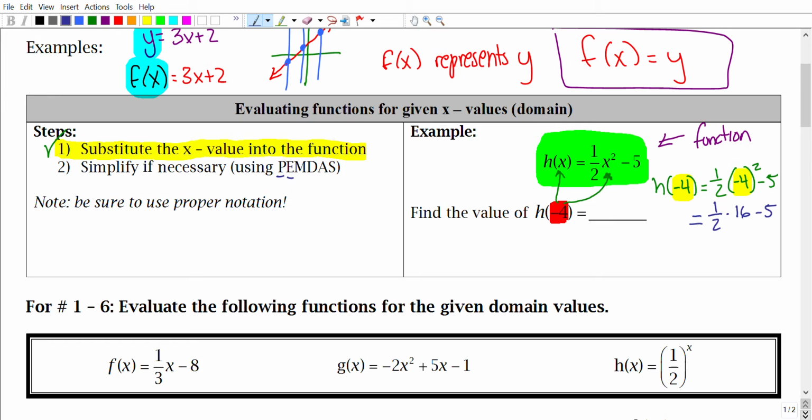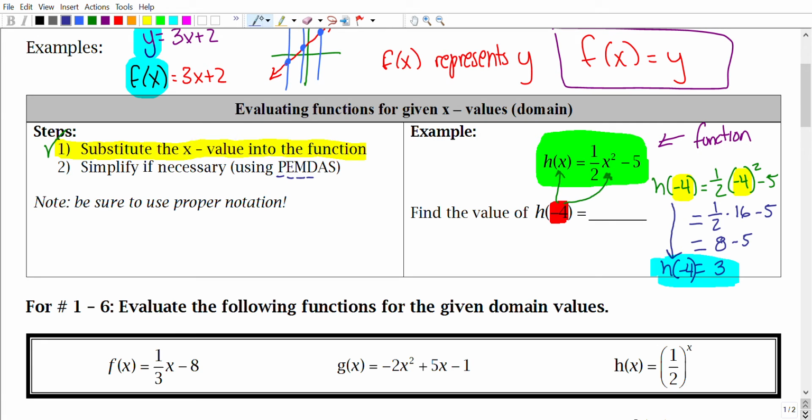Next up is multiplication and division. All right, so we're going to go ahead and do that. Well, I see a multiplication there. 1/2 times 16 is actually 8. And I'm going to drop down the minus 5. So I get 8 minus 5, that is just a 3. Now, on this left-hand side, guys, you have to keep that all the way down. So this is h of negative 4 equals 3. So this right here would be your final answer.